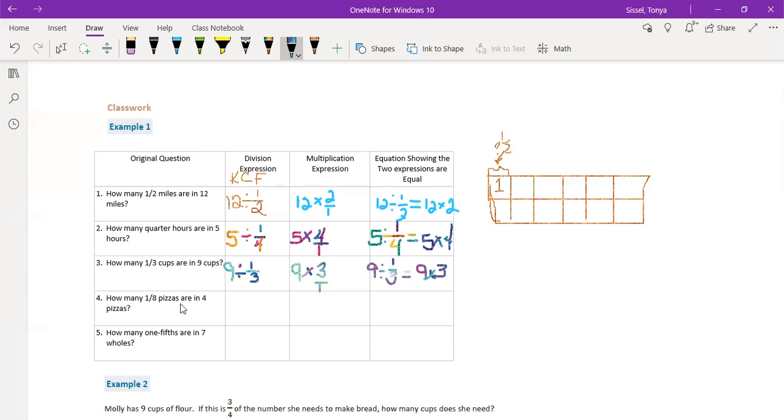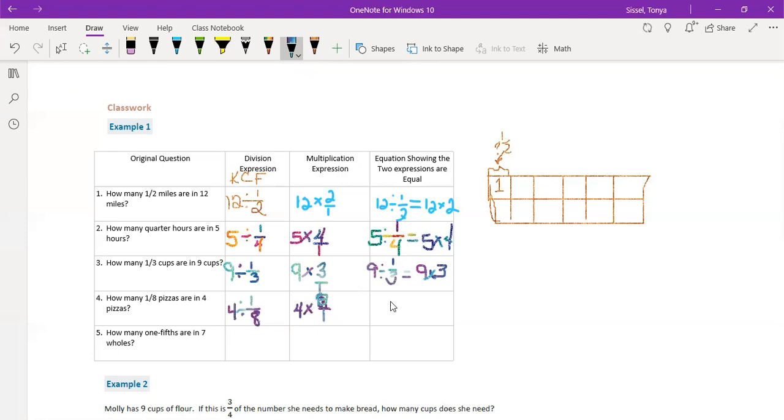Okay. How many 1/8 of a pizza are in 4 pizzas? Well, I have 4 pizzas all together, and I want to divide it up into portions where everybody gets 1/8. So how many is that going to be? Well, keep my 4, change divide into multiply, and then flip my fraction. That becomes, instead of 1/8, 8 over 1.